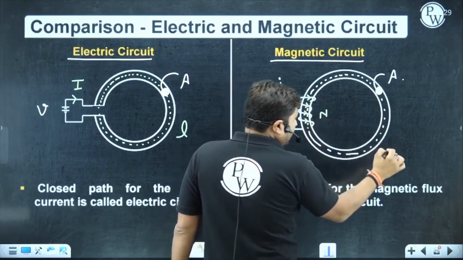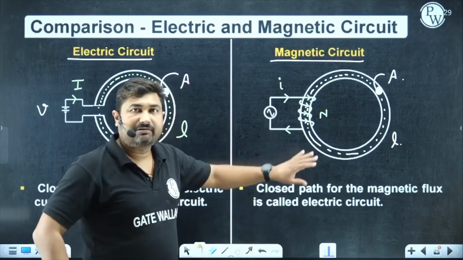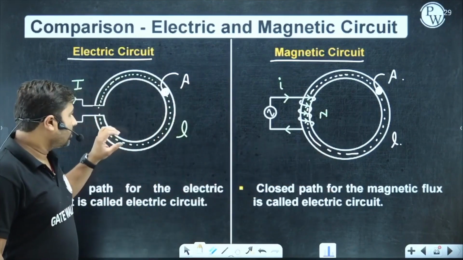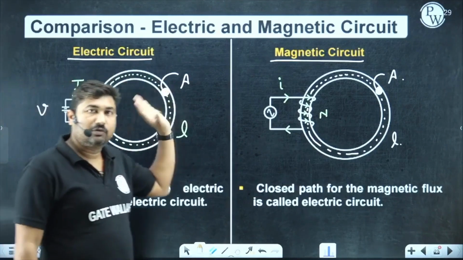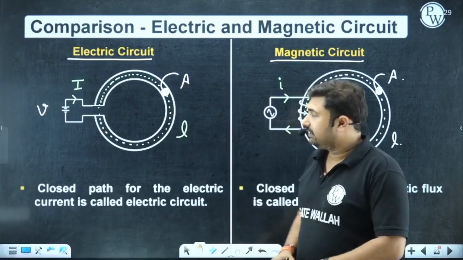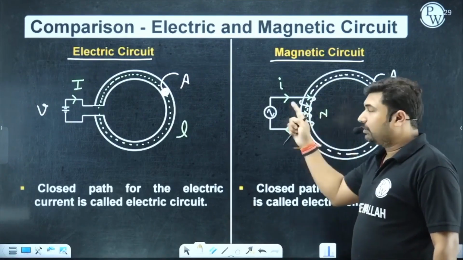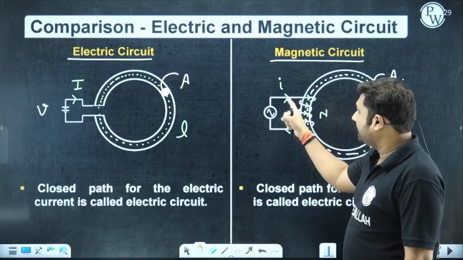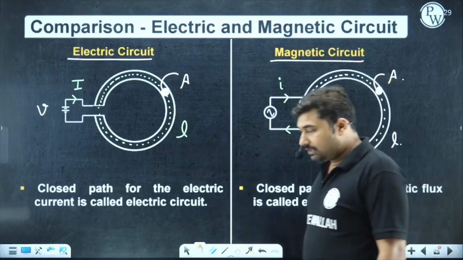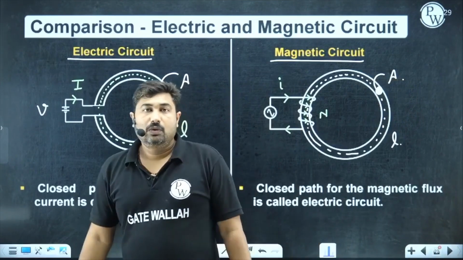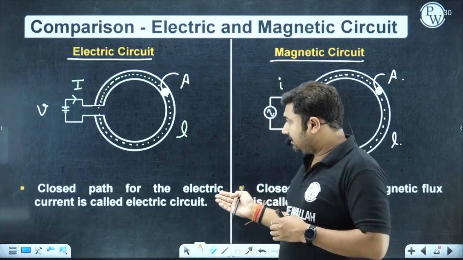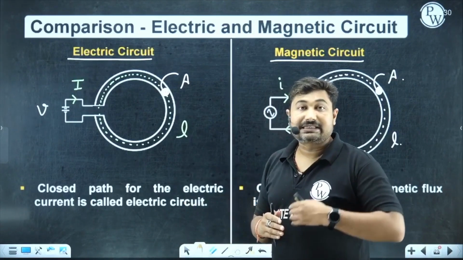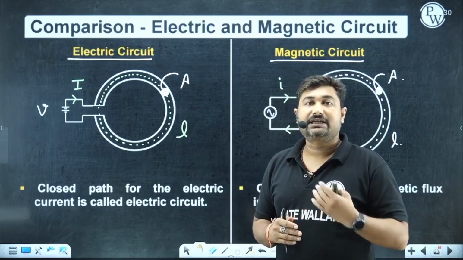I'm just comparing. So we have an iron ring here and we have a copper ring here. In the copper ring, I'm going to connect a voltage source, so it will drive the current. And in this iron ring, I have wound a wire with N number of turns, and I'm going to supply a current I. Now, which part can you say is a circuit? How can you define an electric circuit?